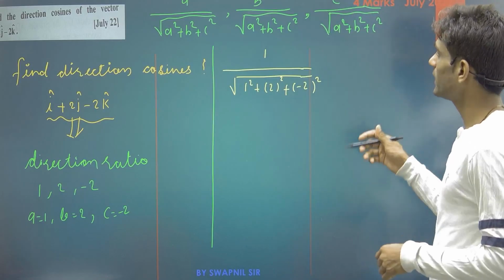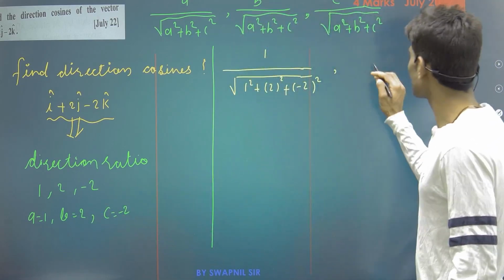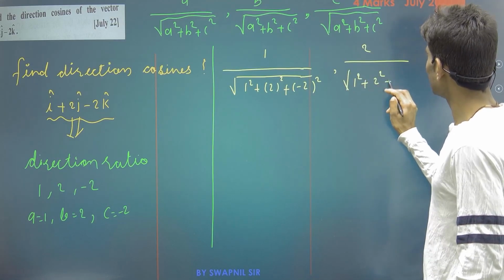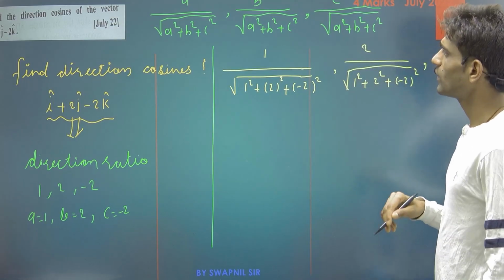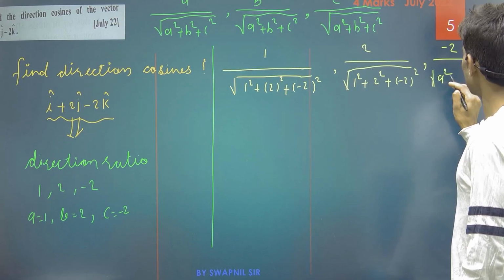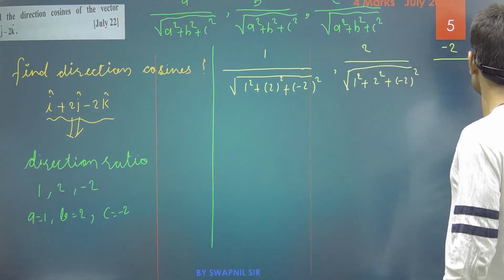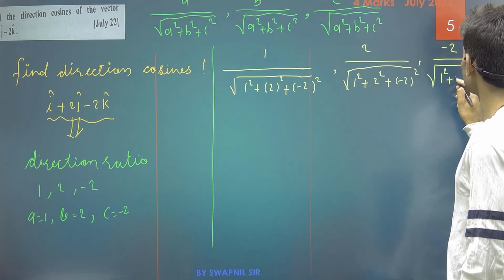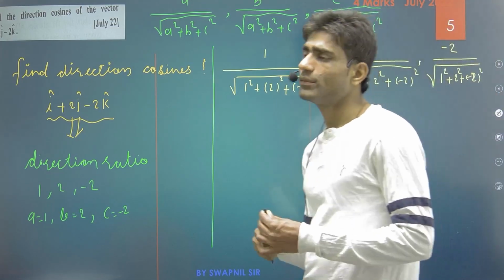For the second direction cosine, b upon square root of a square plus b square plus c square, that means 2 upon square root of 1 square plus 2 square plus (minus 2) square. Now the third: minus 2 upon square root of 1 square plus 2 square plus (minus 2) square. These are our three direction cosines.